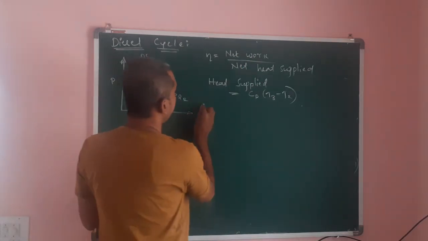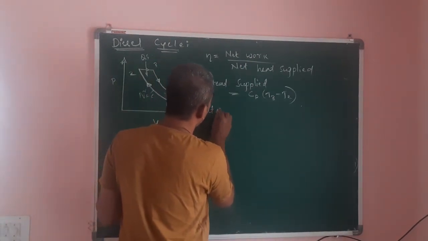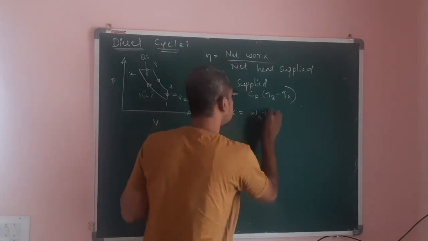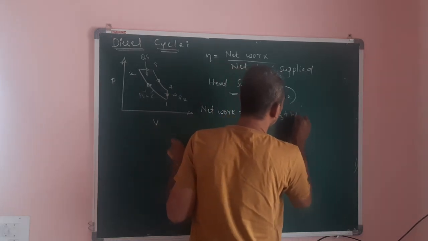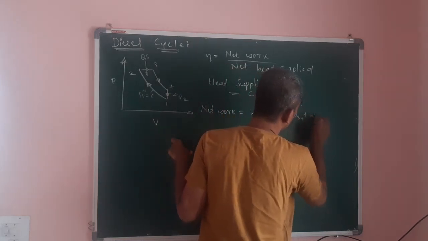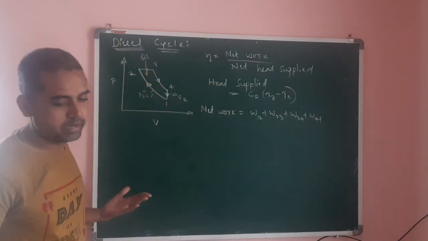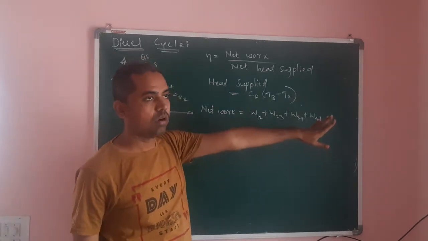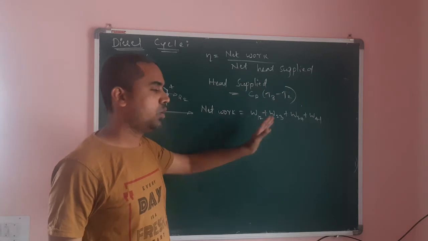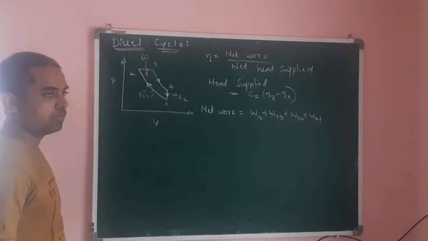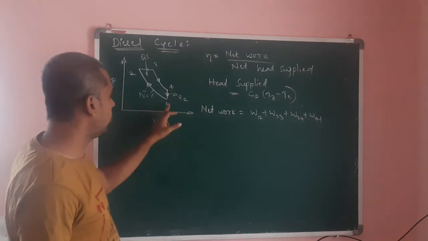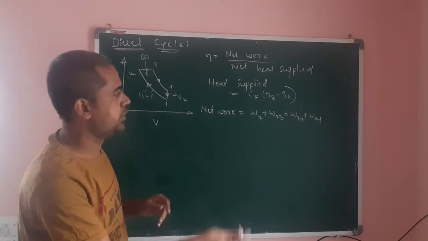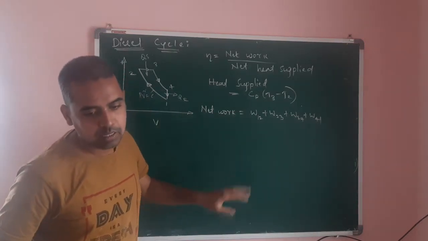In the denominator, net work done is equal to W1 to 2 plus W2 to 3 plus W3 to 4 plus W4 to 1. This is the net work done. W1 to 2, I will keep at the end, because W1 to 2 is negative. It is the work done on the system during the process 1 to 2. 1 to 2 is isentropic compression, therefore work has to be done on the system. Therefore, I will write it at the end.